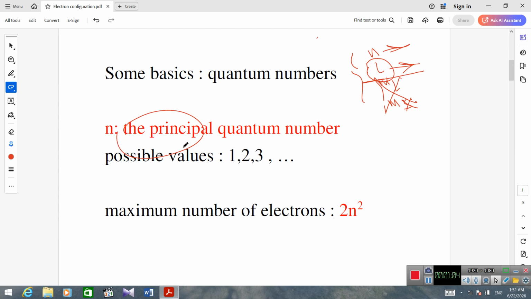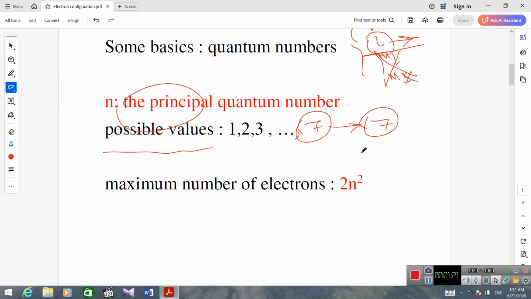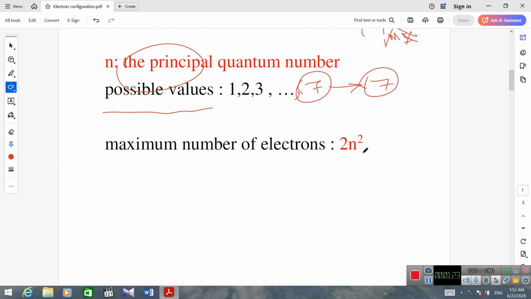As we can see, n is the principal quantum number. Possible values for n are 1, 2, 3 till 7, because we have 7 rows in the periodic table, and the maximum number of electrons located in each n is given by 2n². As I said, n is the principal quantum number.